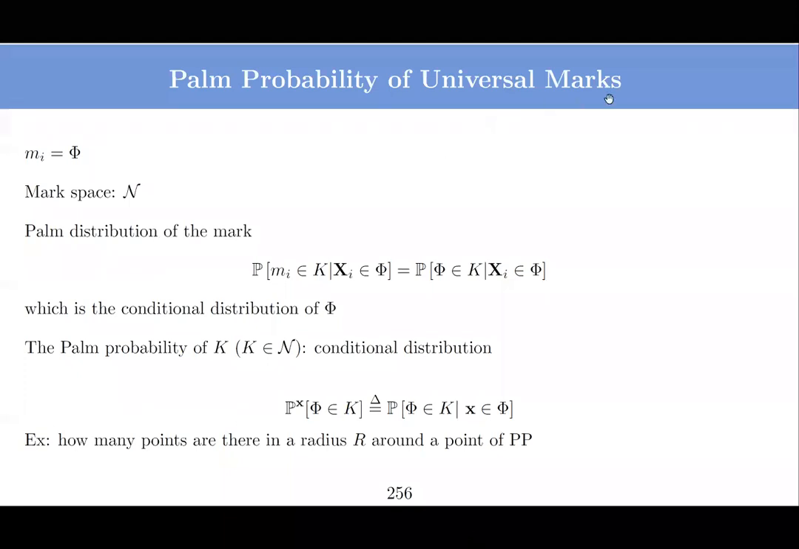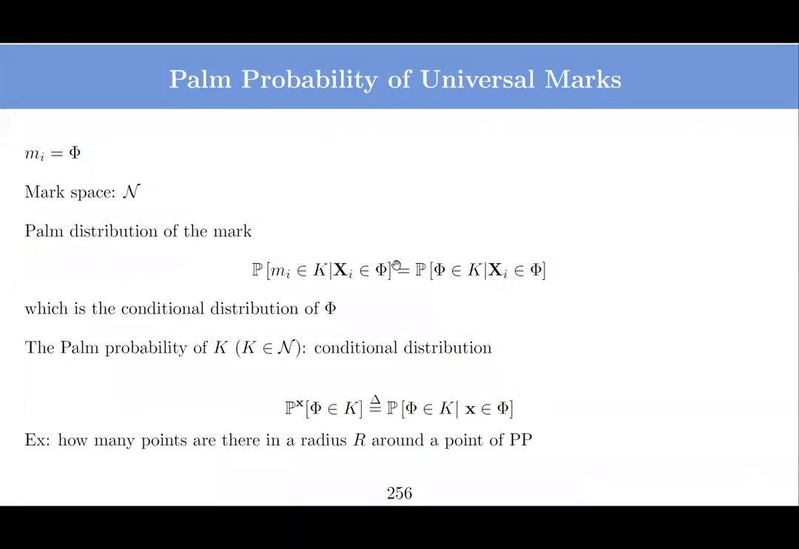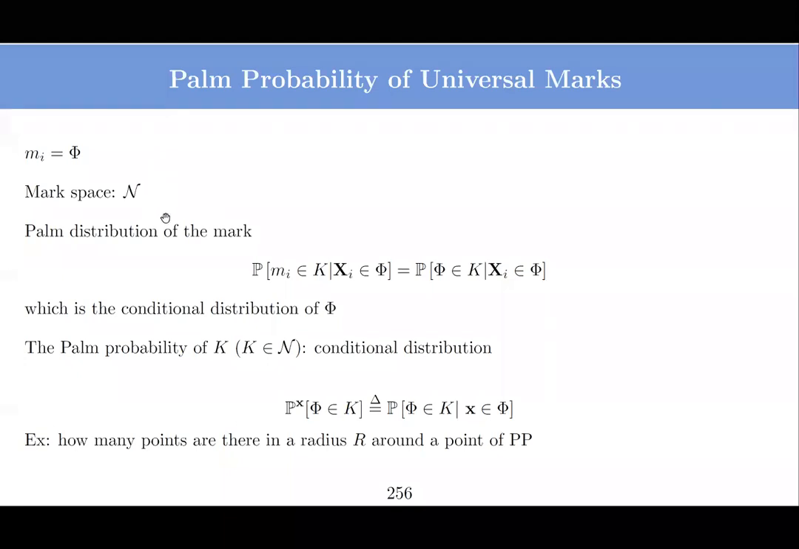So the Palm probability of universal marks can be defined in the same way. The mark here is taken as the complete phi. The mark space is, suppose, N here. And N itself is the complete space of the point process. Okay, recall the mark is phi, and we take this mark space as all the possible values marks can take. And phi can take all values, all possible realizations. So the set of all those realizations is N.